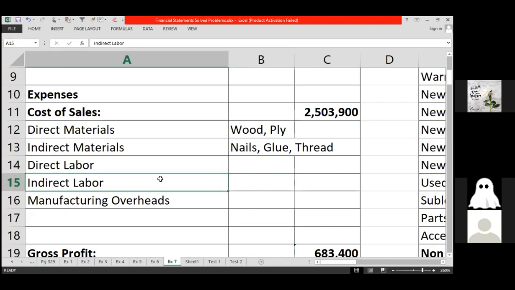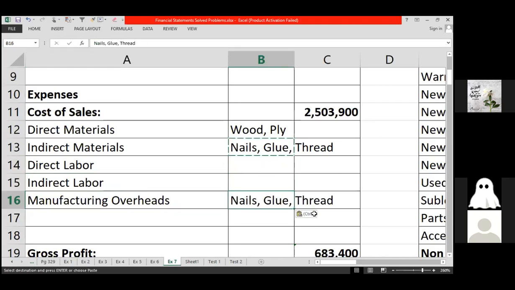Okay, so while they are both still part of the cost of sales, while they are both still related to manufacturing, they are indirect materials, and they may be counted as manufacturing overheads too. So they are putting it under indirect material or manufacturing overheads. Same they are saying for direct labor. They're including that in the manufacturing overheads.